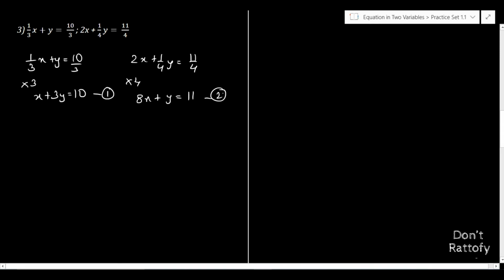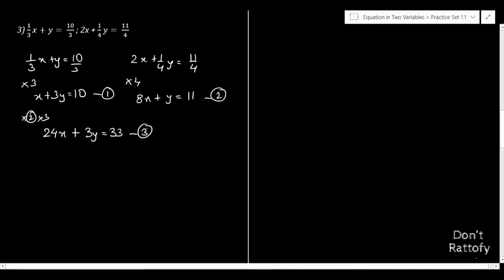Now you can see in the first and the second equation, I can either multiply the first equation by 8 or I can multiply the second equation by 3. I will go with the second equation. I will multiply the second equation by 3. So I will get 8 multiplied by 3, which is 24x plus 3y is equal to 33. This is my third equation.